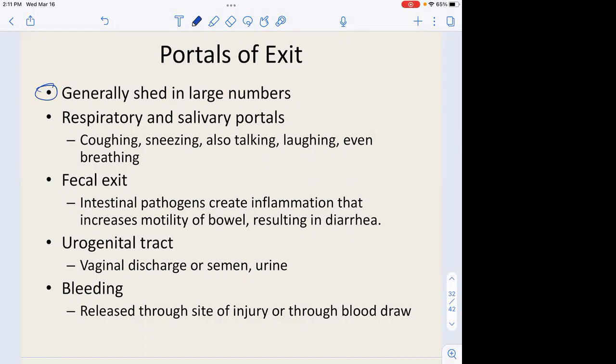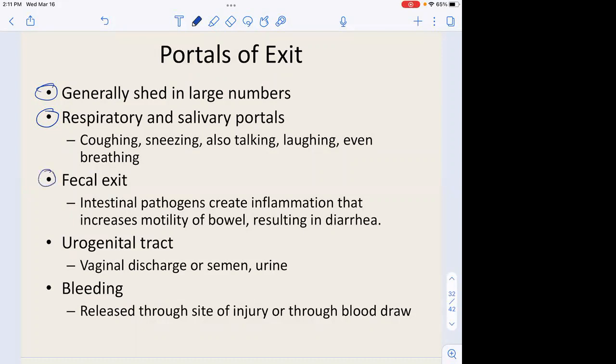Those portals of exit mimic the portals of entry. They're the same ones. So respiratory and salivary portals, that's why we're wearing a mask right now. Hopefully not for much longer, right? But that's supposed to catch some of those big droplets that come out when we speak or when we cough or sneeze.